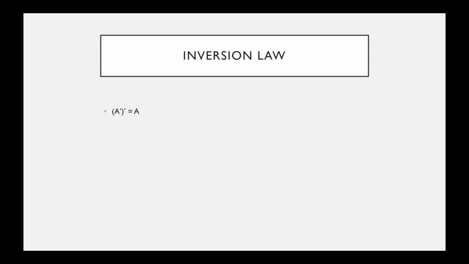Inversion law. Inversion means not, and not two times. So A, not A bar, and the whole bar is equal to A. De Morgan's law. P plus Q whole bar equals P bar into Q bar, and P bar into Q bar whole bar equals P bar plus Q bar.